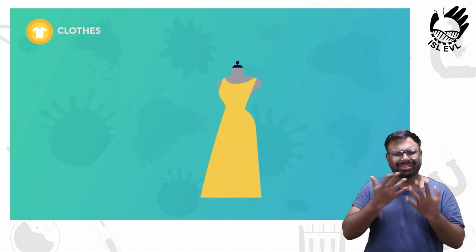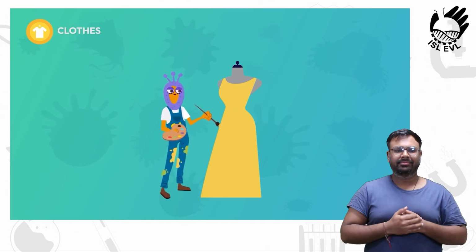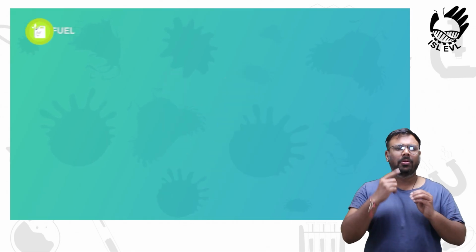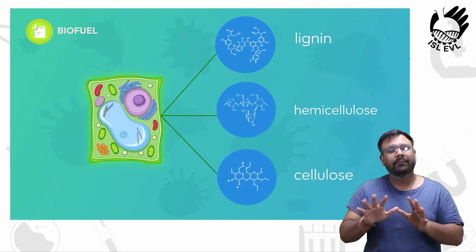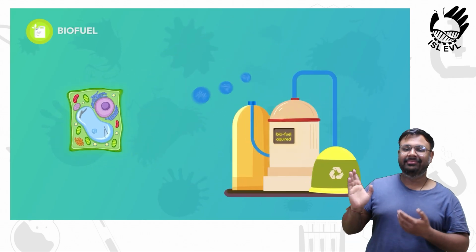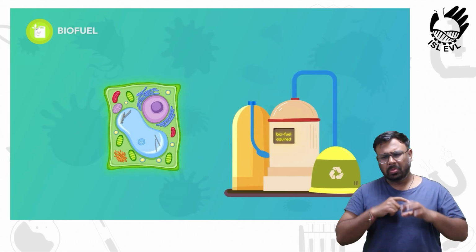Take a look at the clothes you are wearing. Look at how vibrant the colors are. Did you know that microbes were used to ink your clothes? Microbes are being used to produce ethanol for biofuels, which is produced from lignocellulose, a mixture of cellulose, hemicellulose and lignin, which make up the plant cell wall.